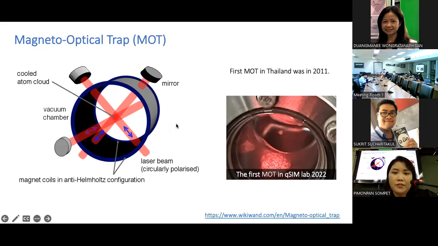What is the size of this cloud? Is there any electric and magnetic field around this cloud? Yeah, the size of the cloud is about a few millimeters. And yes, there is a magnetic field to confine the atoms. There is an electric field, yes, but its effect here is very low, so we don't consider it. Okay, coming back to the MOT today.